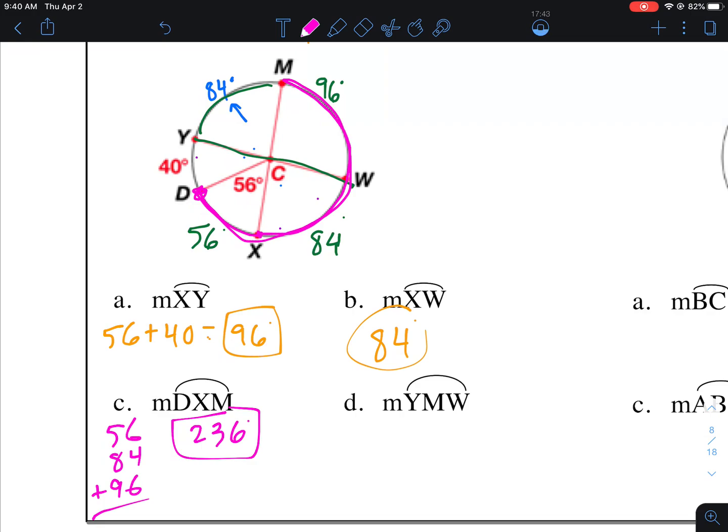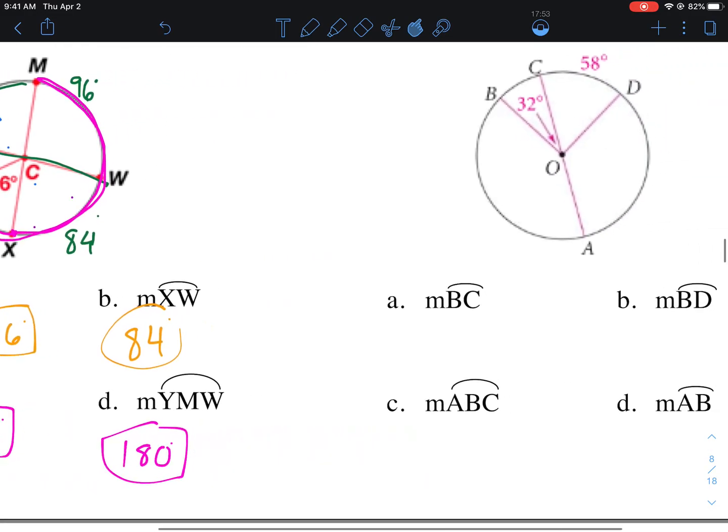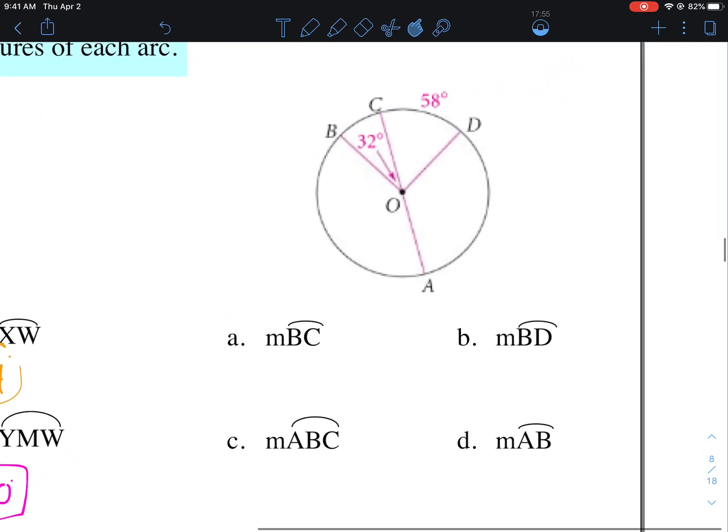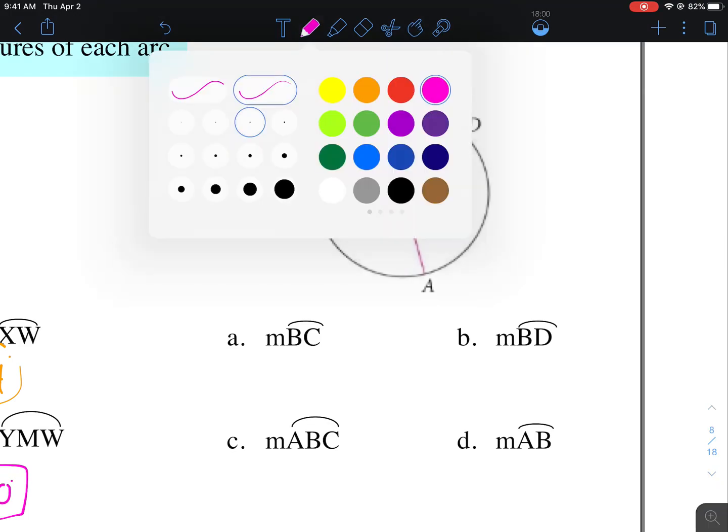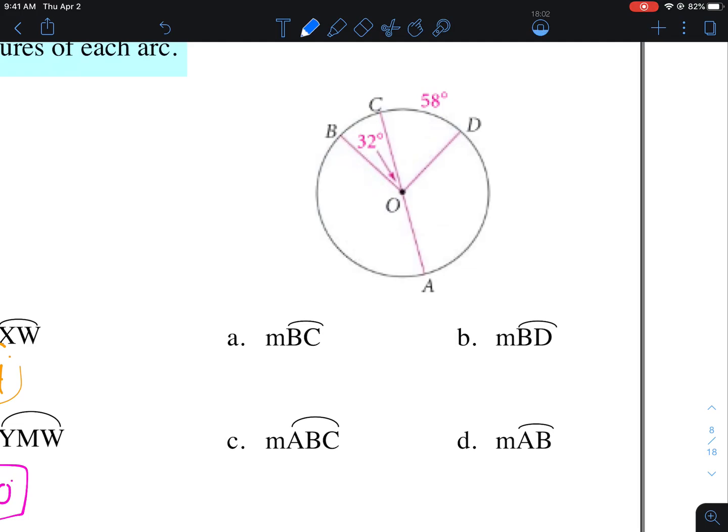And lastly, YMW, that's a semicircle. That's 180. All right, we're on to our last one. End of the notes. Are you ready? Let's look at this picture. So here we go. This has a diameter of CA. So the first thing I'm going to do again is label everything before I even look at the questions.